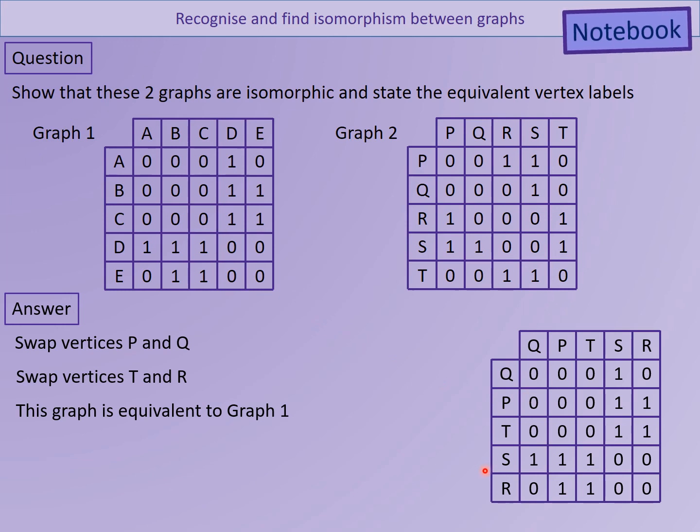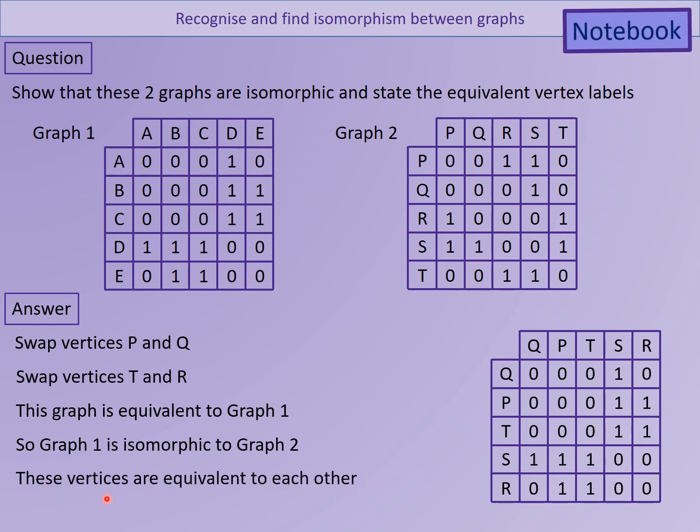And so because those two are equivalent to each other, what I can do now is I can say that graph 1 and graph 2 are definitely isomorphic because the two adjacency matrices are the same. And I need to do the equivalent vertex labels by saying which vertices were equivalent to which. So in this case, the vertices that are equivalent are A to Q, B to P, C to T, D to S, and E to R. They might also ask for a sketch, and you can do that yourself relatively easily by just putting down the 5 vertices and just joining them up. Same with this one, to show they get exactly the same answer.